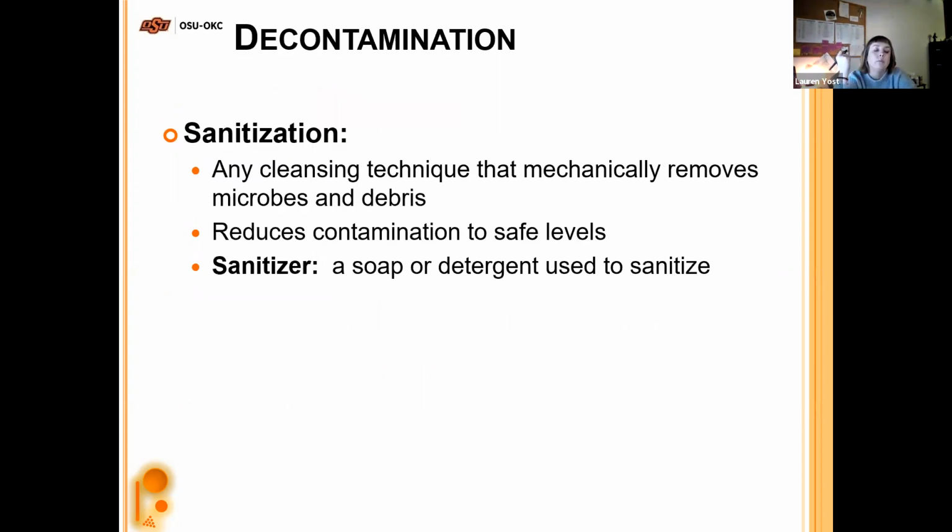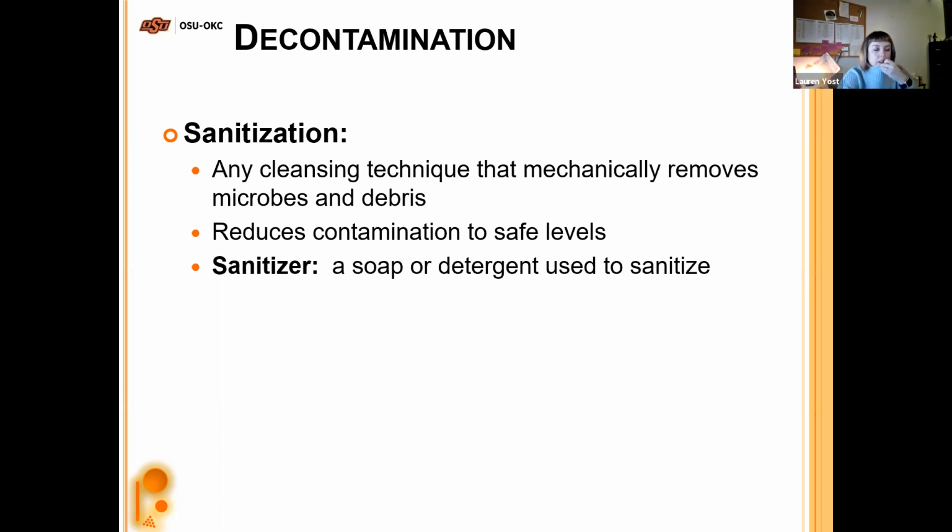Decontamination. We're talking about sanitization here. So it's the same word, an interchangeable term. So it's a cleaning technique that mechanically removes microbes, like scrubbing, for example, actually physically, mechanically removing something, like filtering mechanically removes microbes.